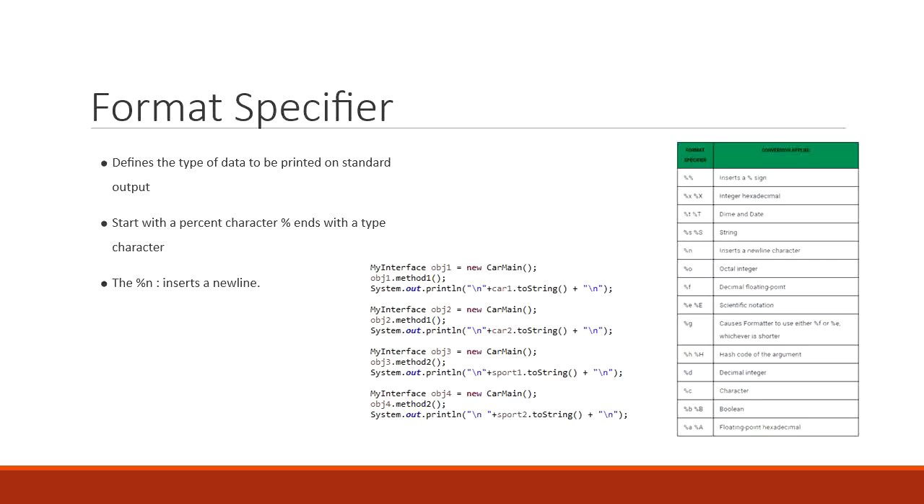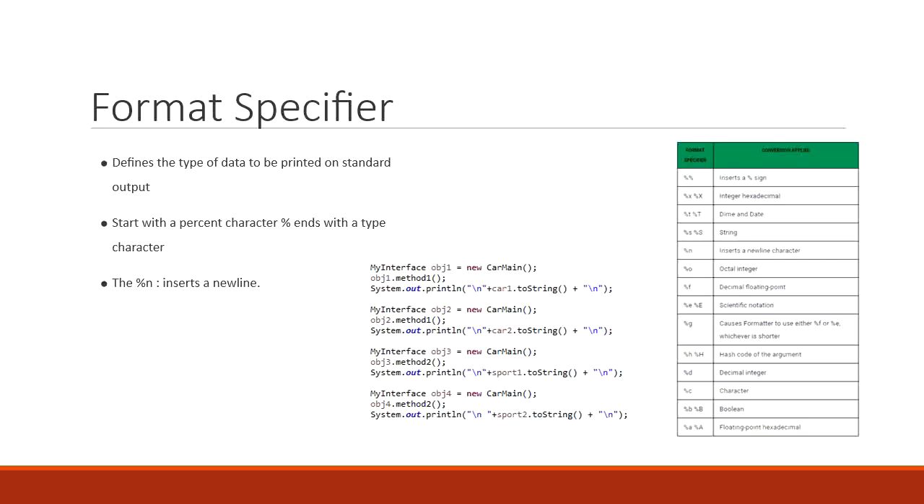the percent sign n, which is different from the others in that it doesn't take arguments. All it does is simply an escape sequence that inserts a character into the output. The percent n inserts a new line. It can be entered directly into the format string.